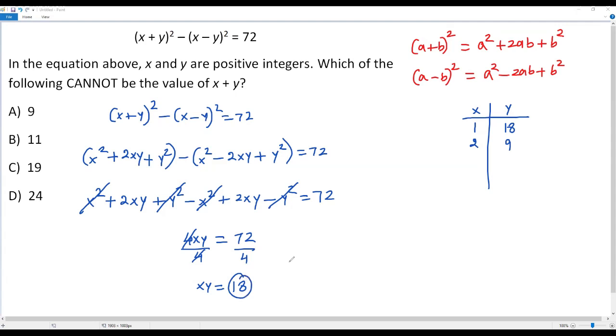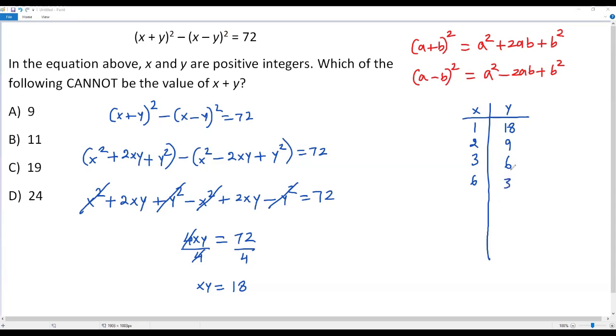And also 18 is a multiple of 3. So we can consider the positive integer 3 for x. In that case, the value of y must be 6, so that 3 times 6 is 18. But 18 is not a multiple of 4, so we cannot consider the positive integer 4 for x. And also 18 is not a multiple of 5. But 18 is a multiple of 6, so we can consider 6 for x. In that case, the value of y must be 3.